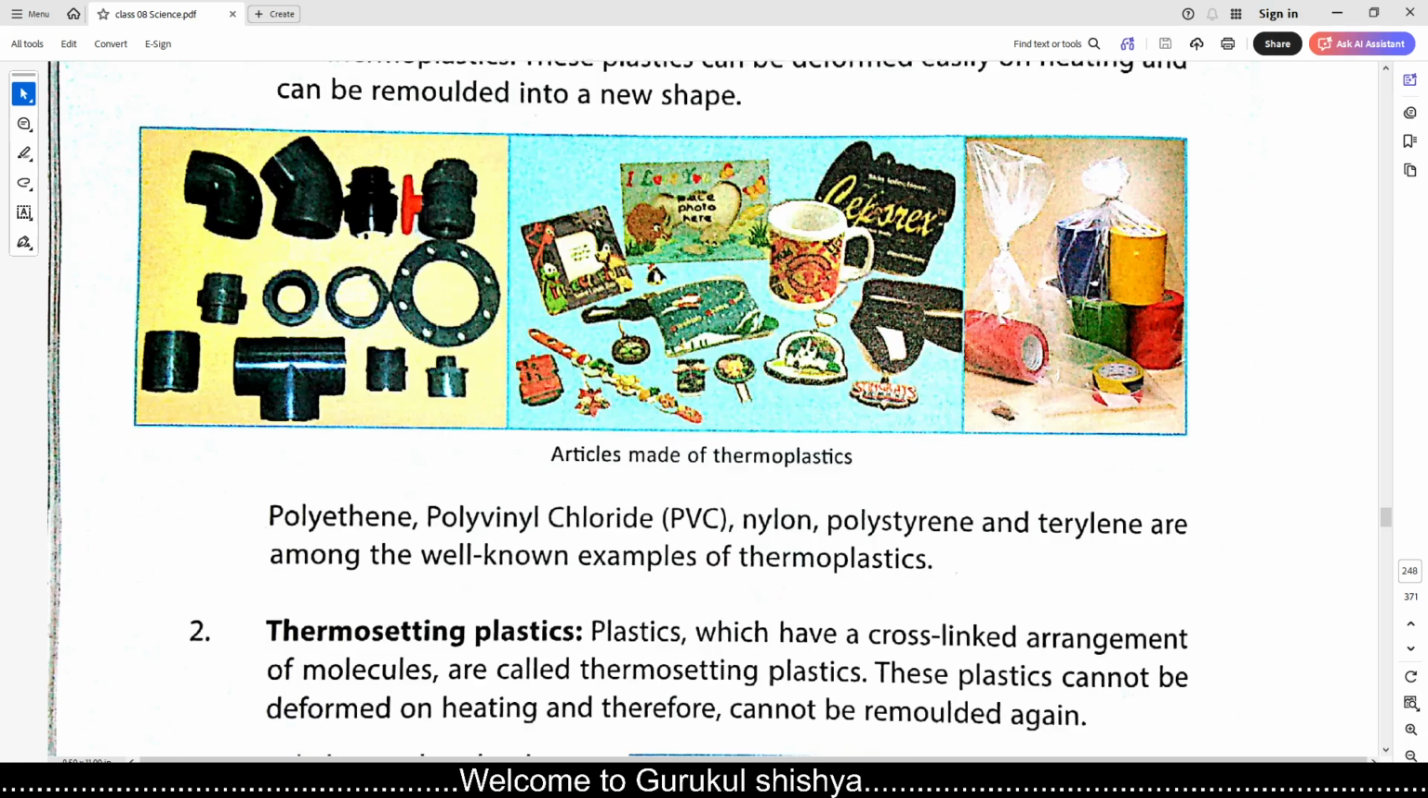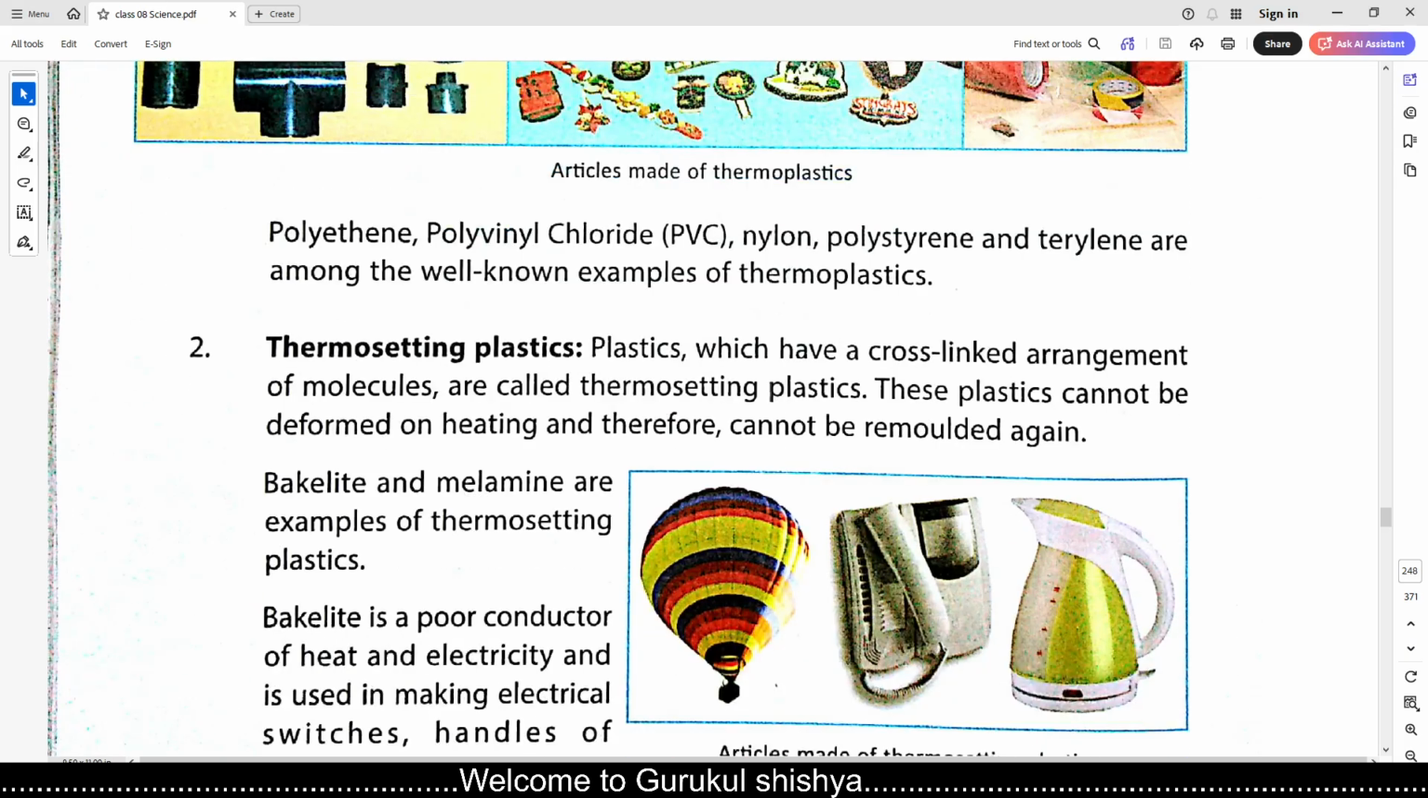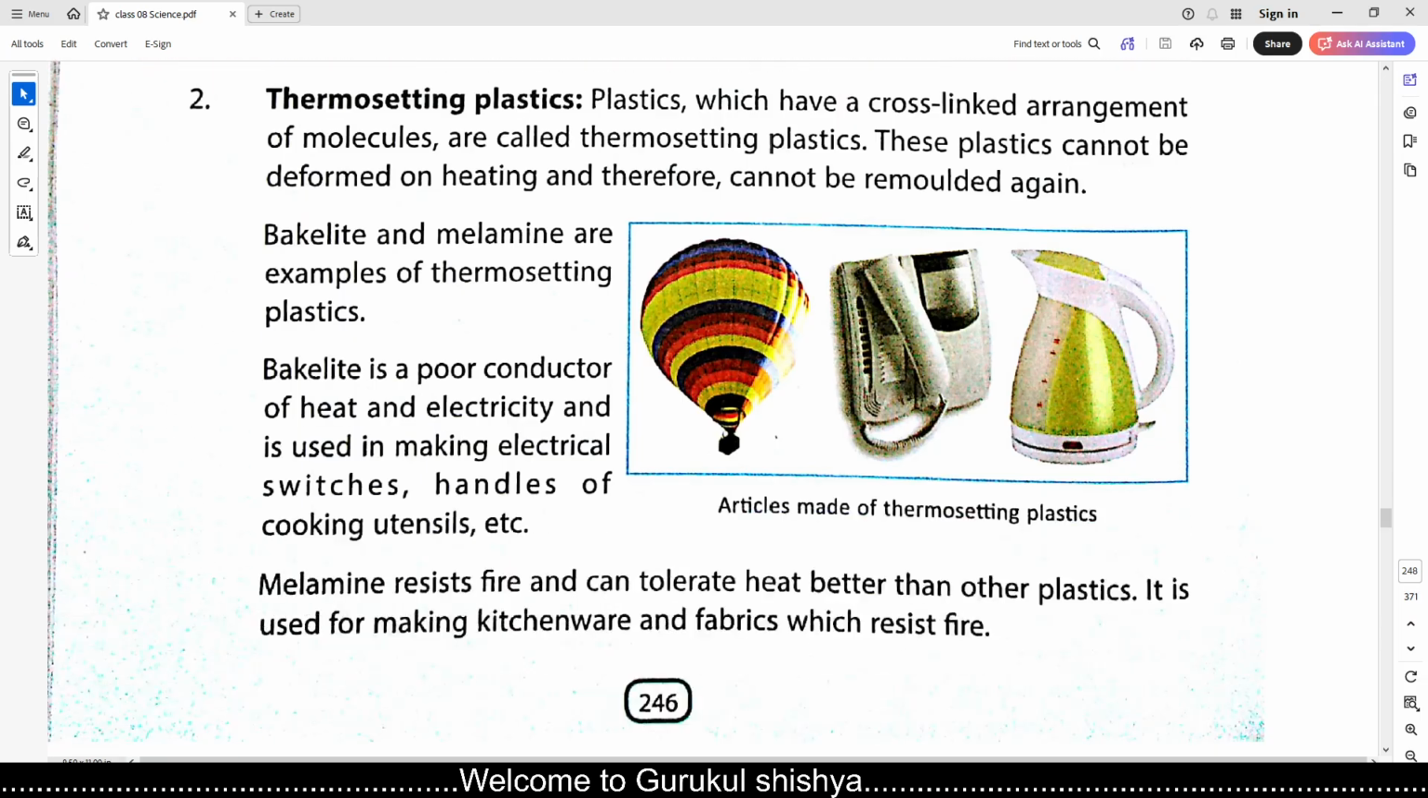Polythene, polyvinyl chloride, PVC, nylon, polyethylene, and terylene are among the well known examples of thermoplastics. Thermosetting plastics. Plastics which have a cross linked arrangement of molecules are called thermosetting plastics. These plastics can be deformed on heating and therefore can be remolded again. Bakelite and melamine are examples of thermosetting plastics.